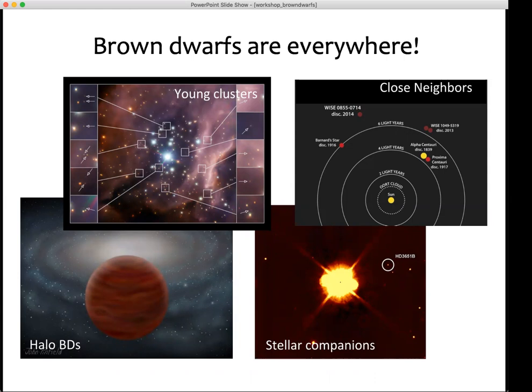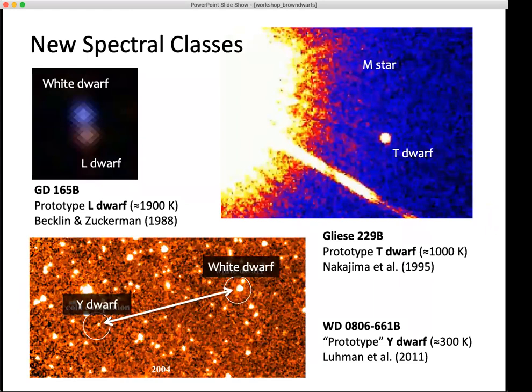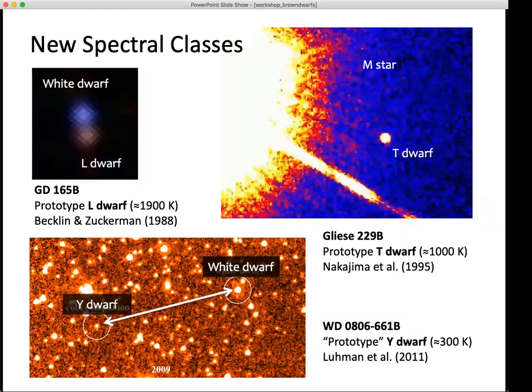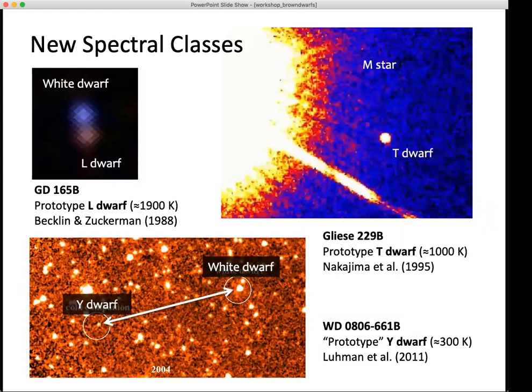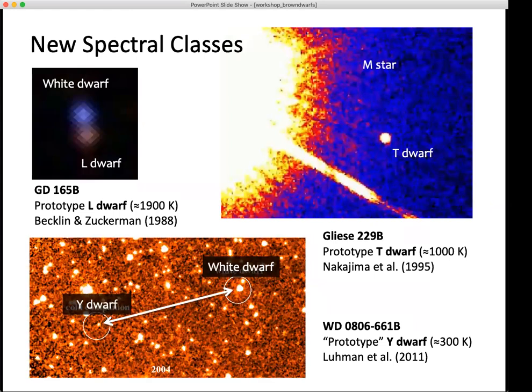In fact, that's how we found the first one. We just looked to see if there's any faint things around nearby other faint things. And if they were fainter, that could be a cooler object that's a brown dwarf. Very tried and true methodology. And in fact, all of the prototypes for our new spectral classes, which we'll talk about in just a moment, are companions. So back in the 1980s, this object here is a white dwarf.